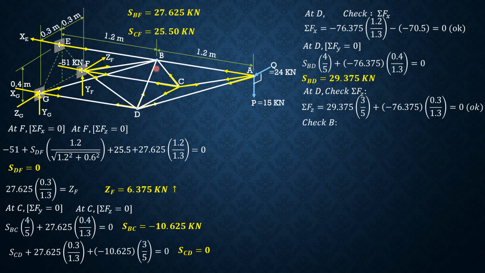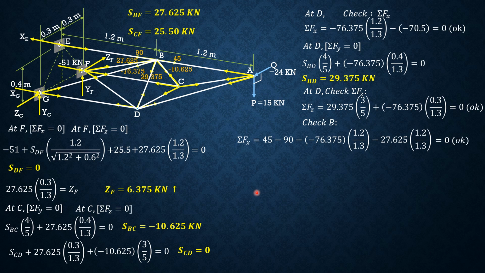So finally, let's check joint B. Let's put the values of the forces attached to joint B. These are the values. So summation forces X is 45 minus 90, then minus negative 76.375 times 1.2 over 1.3, minus 27.625 times 1.2 over 1.3. And BC and BD are not involved; they are on the vertical plane. So computing, it is equal to 0.